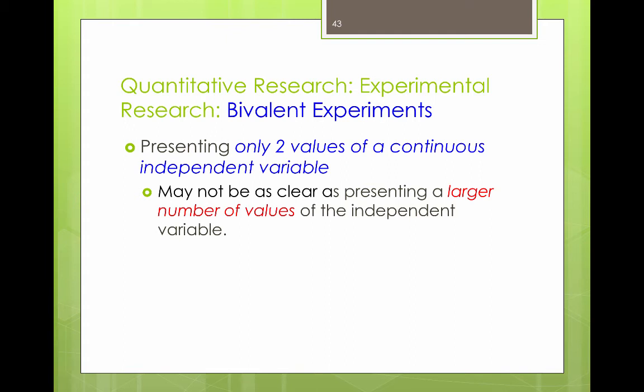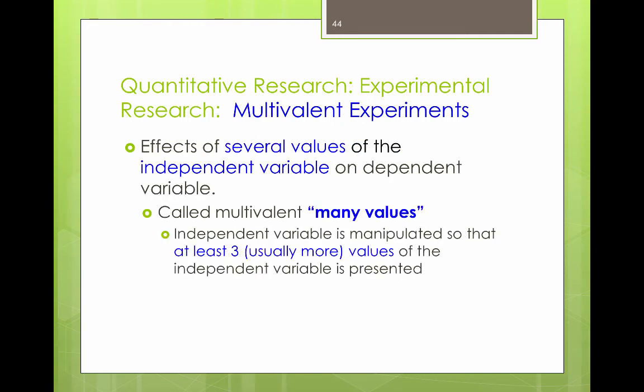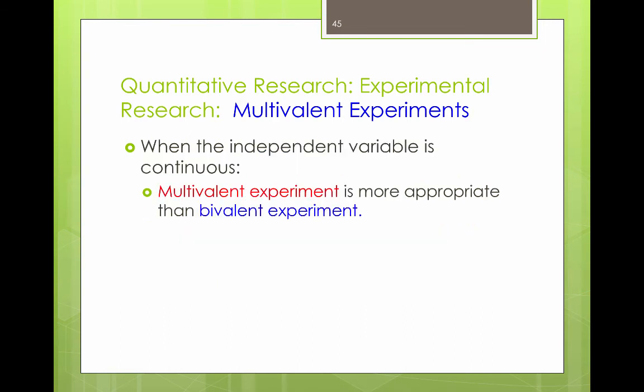Presenting only 2 values of a continuous independent variable may not be as clear as presenting a larger number of values of the independent variable, in which case we would do a multivalent experiment, where you have several values of the independent variable on the dependent variable, also called many values. So if your independent variable is continuous, it has many values that we're measuring on the dependent variable. The independent variable is manipulated so that at least 3, usually more, values of the independent variable are presented. When the independent variable is continuous, the multivalent experiment is more appropriate than a bivalent experiment.